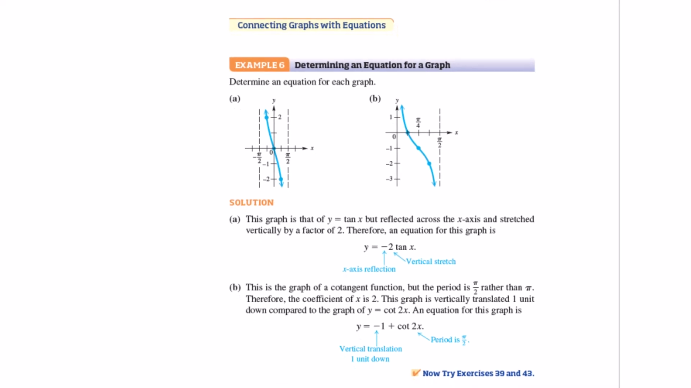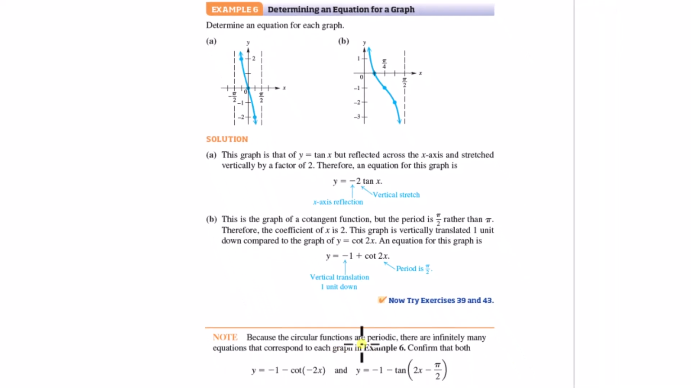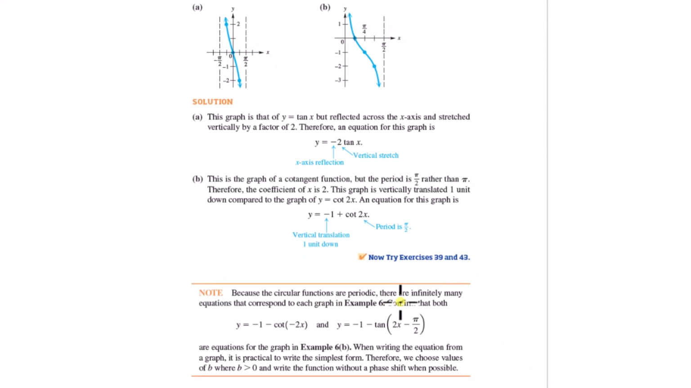Okay, but yeah, now it says because the trig functions are periodic, there are infinitely many equations that correspond to each graph in this example. Yeah, because this could have been a shifted cotangent, horizontally shifted, right? So we could have said minus 1 minus cotangent of minus 2x. We could have written that as a shifted tangent, or vice versa. This could have been tangent flipped and then shifted, right?